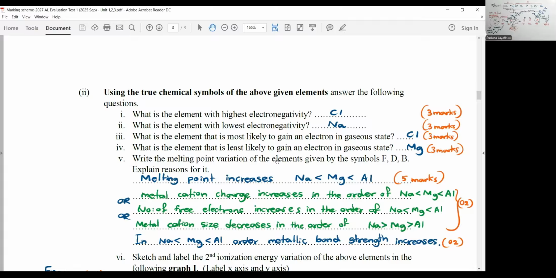And then it is asking about electron gain energy. Can you write that one in front of the third question? Electron gain energy. It is asking which is most likely to gain an electron. Which one is most likely to gain an electron? The one with the highest exothermic value. Electron gain energy is negative for those that like to gain electrons.